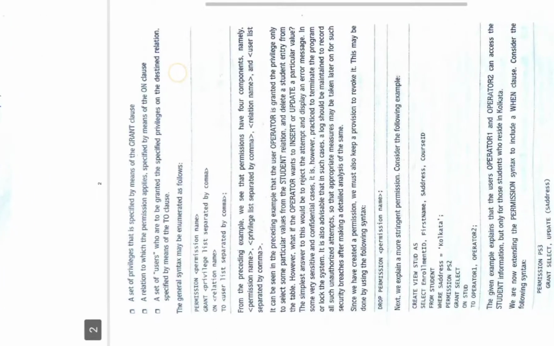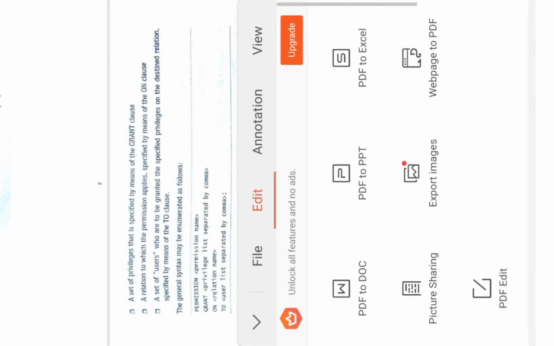You can see here I am having this syntax. That syntax will make you more clear. See, this syntax is this: permission name, then privilege separated by the comma, then the relation name, and then the user list separated by the comma. So this is the syntax: permission name, privilege separated by the comma, relation name, and the user list separated by the comma. So this is the syntax.